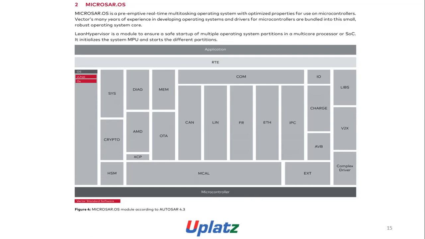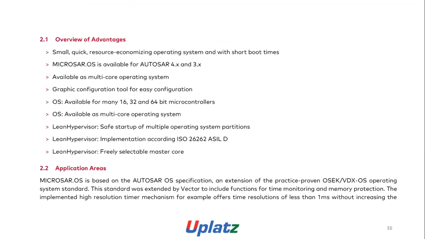The MICROSAR.OS module according to AUTOSAR 4.3. Overview: a small, quick, resource-economizing operating system with short boot times. MICROSAR.OS is available for AUTOSAR 4.x and 3.x, and as a multi-core operating system. Graphic configuration tool for easy configuration. OS available for many 16, 32, and 64-bit microcontrollers. OS available as micro operating system. Lean Hypervisor: safe startup of multiple operating system partitions. Lean Hypervisor implementation according to ISO 26262 ASIL D. Lean Hypervisor: freely selectable master core.